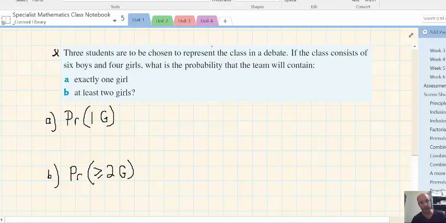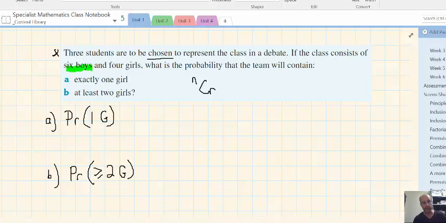Alright, so in the second example here, 3 students are to be chosen to represent the class in a debate. Chosen. Alright, now the order is not important here. If you're choosing people, we ignore the order, we're looking at combinations, or selections. So we're looking at an nCr situation, and if the class consists of 6 boys and 4 girls, that's important information. Alright, 6 boys, 4 girls, and basically we have to choose 3 in total.